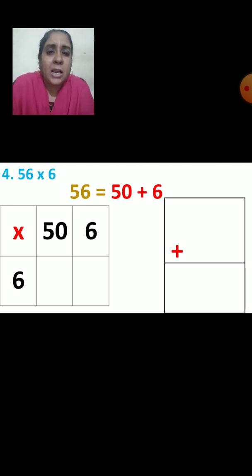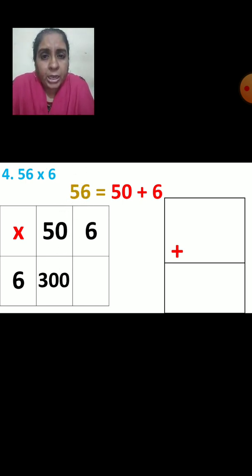5 6 how much it is? 30. Okay. And then the 0 is also there with 5, right? So that 0 you have to bring it down. This is easy way to do the multiplication which I am showing you. Okay. So 5 6 are 30 and you can bring that 0 down. So what will be your answer? Yes, your answer is what? 300. Very good.